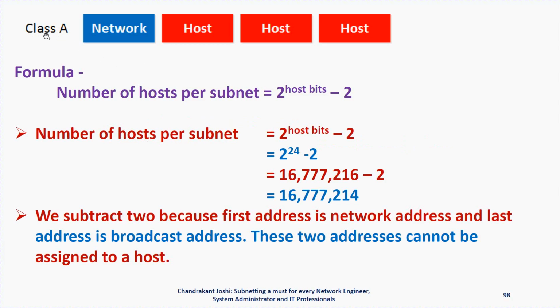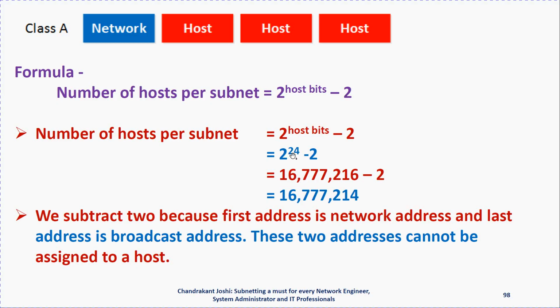So we have already seen class A structure. Class A structure is network host host host. It means the 24 bits are for the host portion, and there is a formula called number of hosts per subnet is equal to 2 to the power host bits minus 2. So there are 24 bits for the host portion, so this becomes 2 to the power 24, and we subtract 2 because the first address is the network address and the last address is the broadcast address, and these two addresses cannot be assigned to a host. So this is another rule for IPv4, that network address and broadcast addresses cannot be assigned to a host.